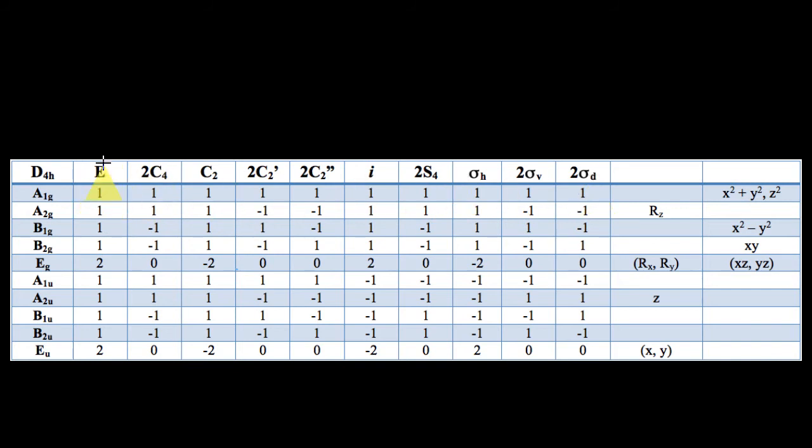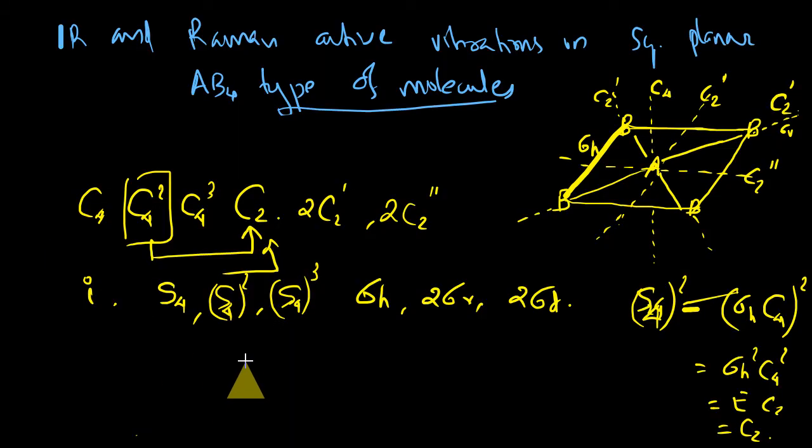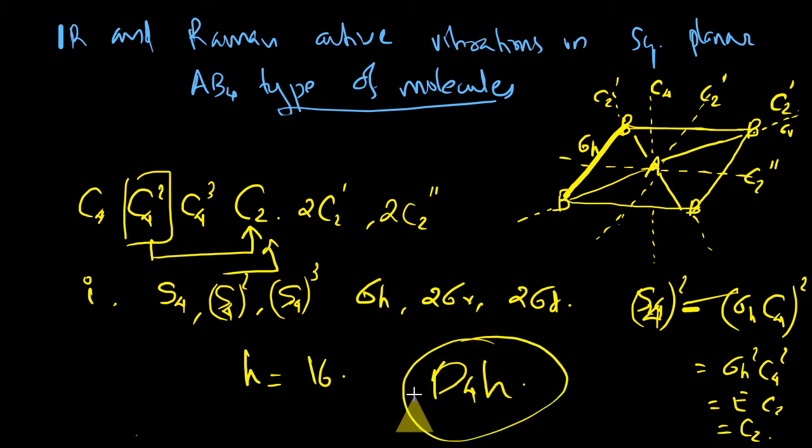So how many elements are there in total? 1 plus 2, 3 plus 1, 4, 4 plus 2, 6, 6 plus 2, 8, 9, 11, 12, 14, 16. 16 elements are there in this point group. So the order of the group h is equal to 16, and it belongs to the D4h point group. These are the basic informations that we have to have before getting into the vibrations or the Raman active and IR active vibrations.